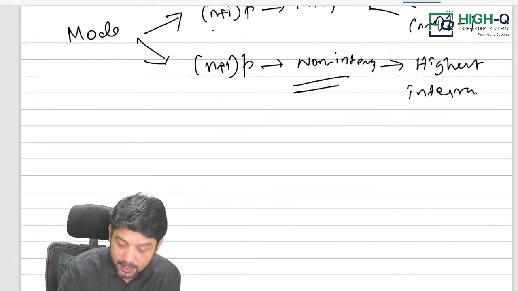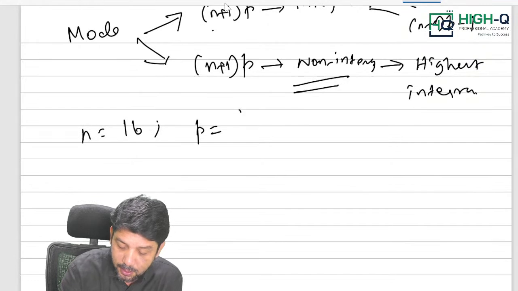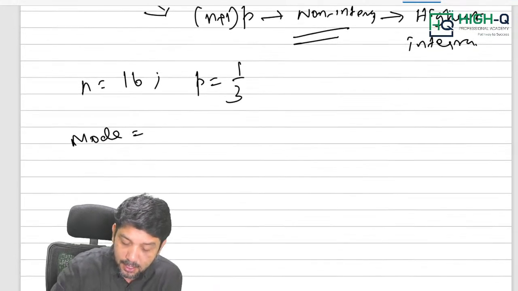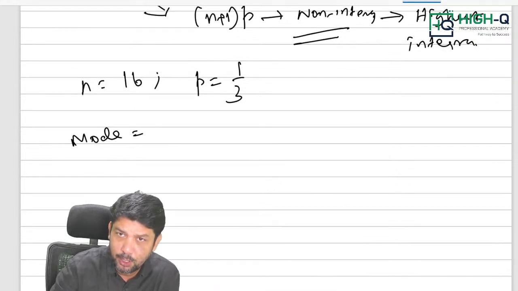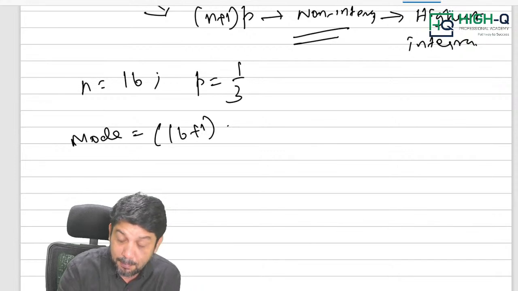Sir, what exactly is the meaning? Can you please tell me, sir? For example, n is equal to 16, p is equal to 1 by 3. Now, what is the mode, my dear? The mode is nothing but, according to this formula, (n plus 1) into p minus 1, which is nothing but 16 plus 1 into p, sorry, (n plus 1) into p.